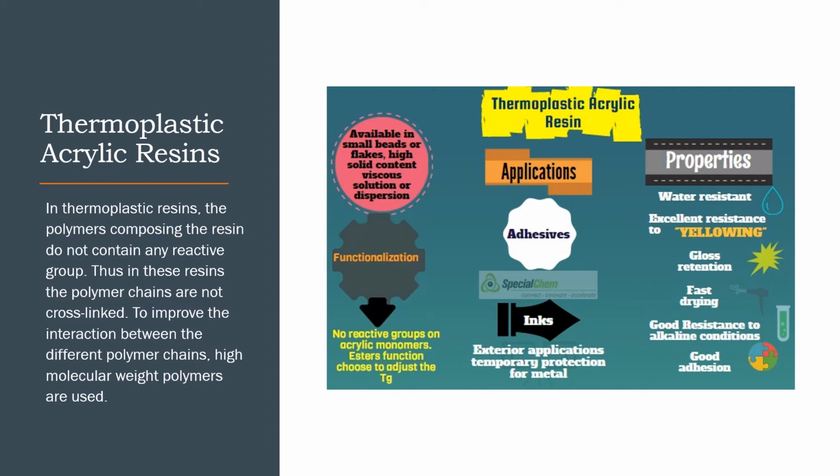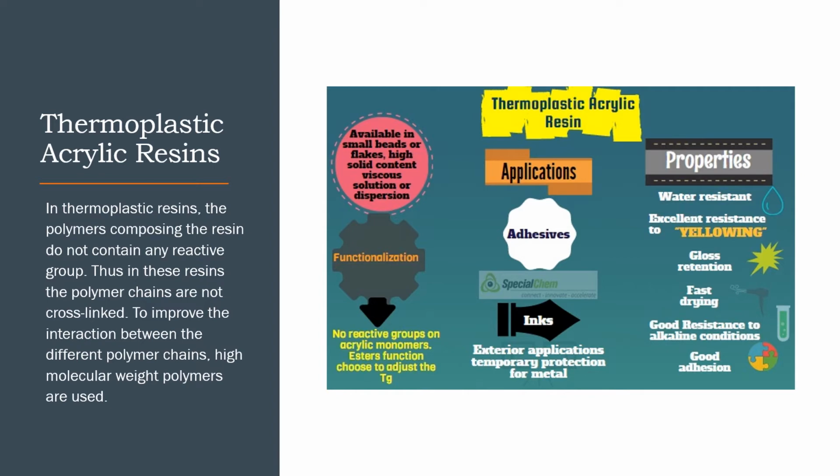Because of that they have some application areas where we can use this kind of resins, and one more thing, they don't have any specific Tg. So we can use them as adhesives and in inks as well, and for exterior applications and temporary protection for metal.